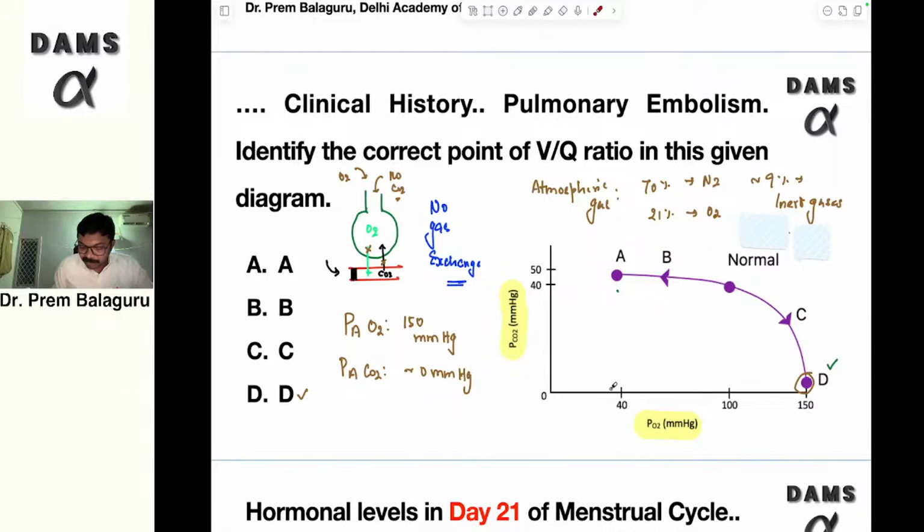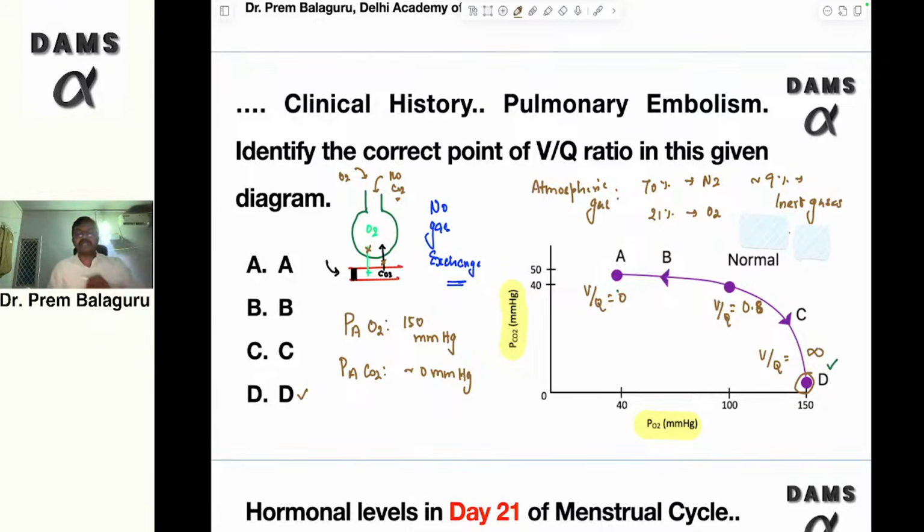You have to pick up the point which is here, isn't it? Which means at the rightmost corner, like this. Consider this as a square, and you got to pick the point which is in the right side lowermost quadrant. This point corresponds with a V by Q ratio of infinity, where there is going to be zero blood flow. This is going to give you V by Q ratio of infinity. Here it is going to be V by Q ratio of 0. This is normal, where the V by Q ratio is going to be close to 0.6 to 0.8. And let's take the maximum value 0.8.